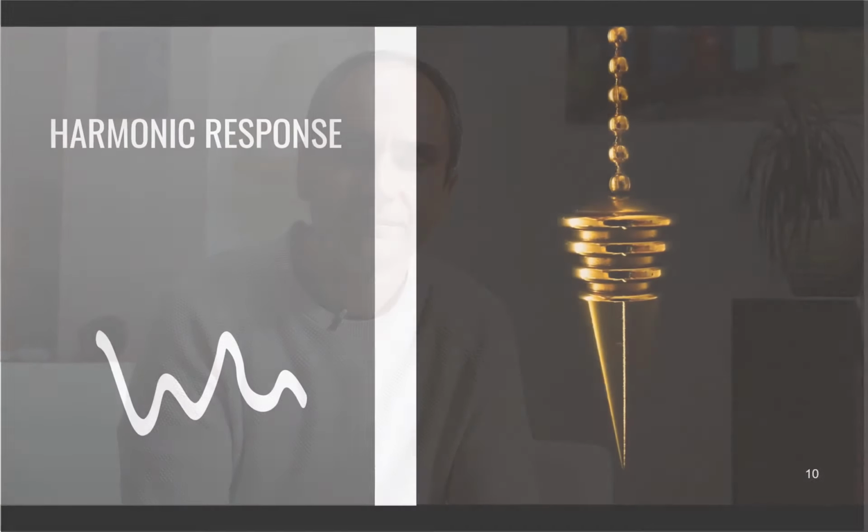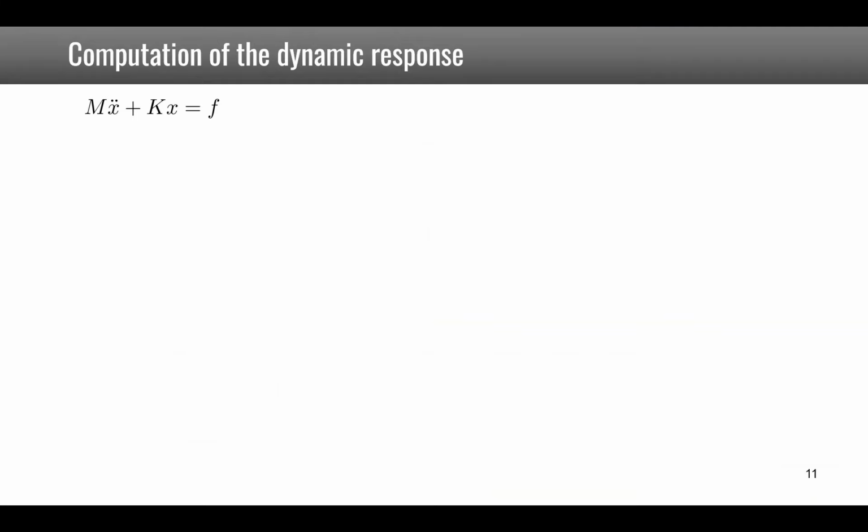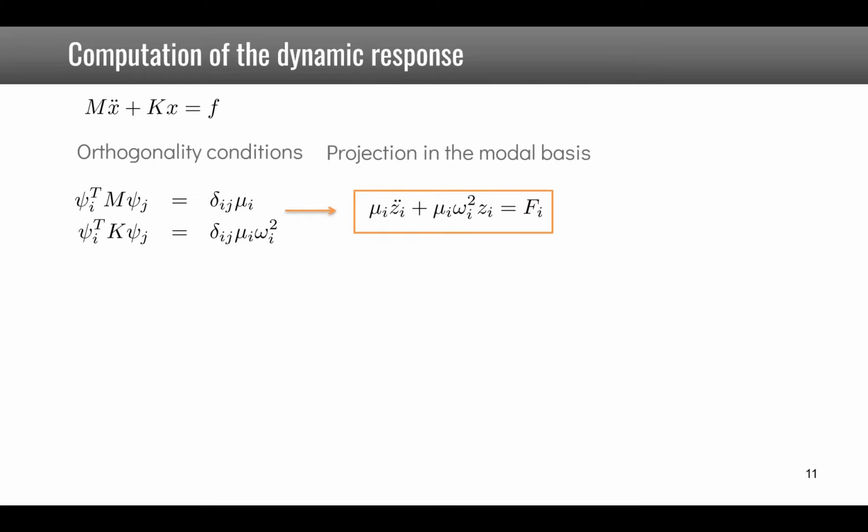Now we have the stiffness and mass matrices, and we can compute the mode shapes. And based on that, we can just apply all the methodology that has been developed for multiple degrees of freedom systems to compute the dynamic response. So if we want to compute the response of structure modeled by finite elements, we can start with the mass and stiffness matrices, compute the mode shapes, and then use the orthogonality conditions to project in the modal basis.